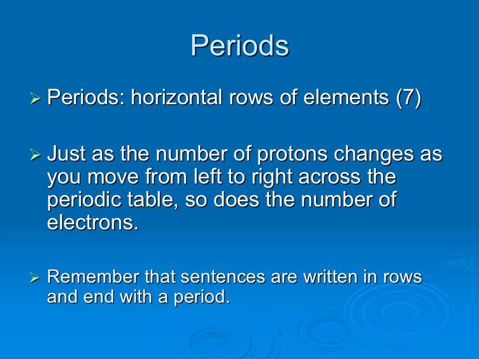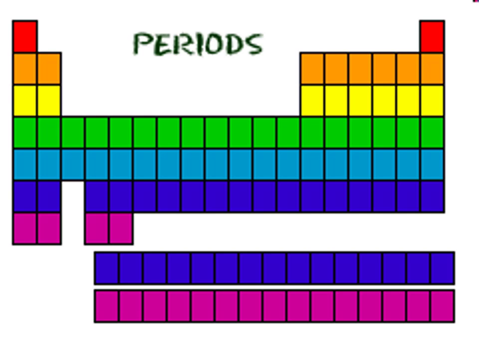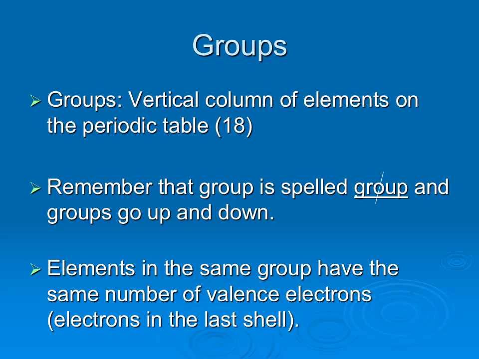Remember that when we write a sentence, we write it in a row, horizontal, with a period at the end. That's how you can remember periods go across. So the red goes across, the orange goes across, the yellow, the green, the light blue, the dark blue, the pink. Those are periods that go across.